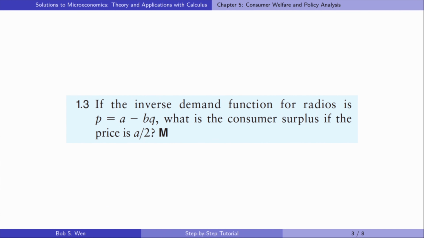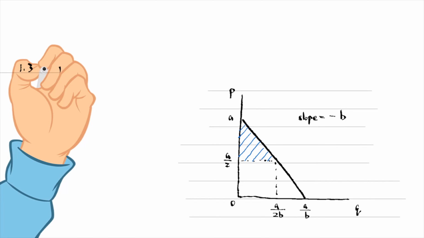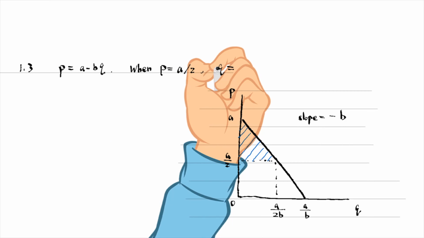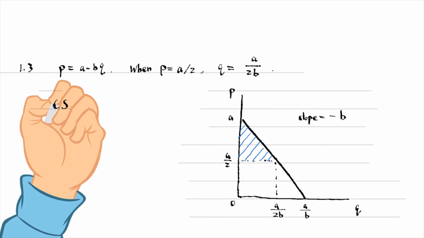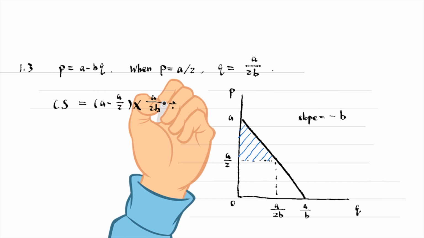Let's solve exercise 1.3. If the inverse demand curve for radios is P equals A minus B times Q, what is the consumer surplus if the price is A over 2? It is a linear inverse demand function. The consumer surplus is the shaded area in the demand curve diagram.